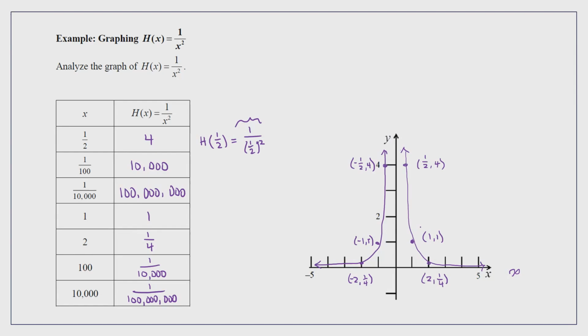the y values are approaching 0 because they never cross the x-axis. Okay, so as x is approaching infinity, our y, which is h of x, is approaching 0. As x approaches negative infinity, so that's in this direction, so as the x values get smaller and smaller, h of x is also approaching 0. Okay.